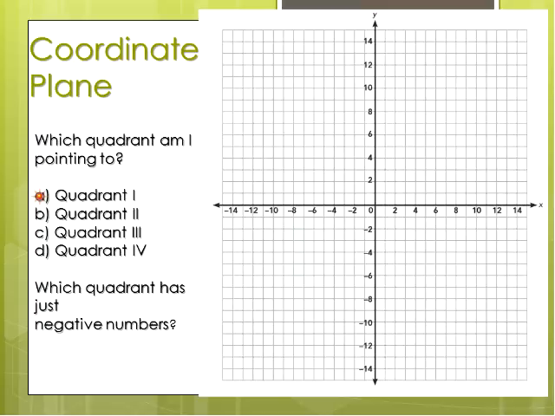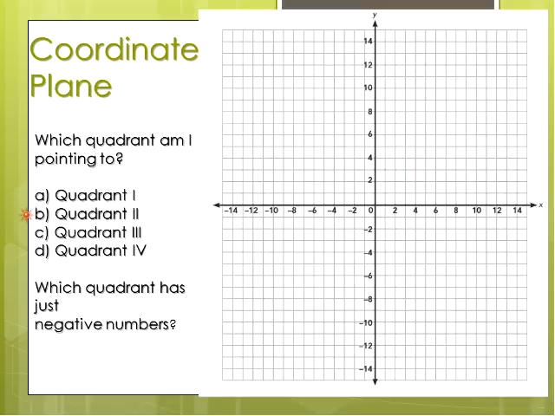The coordinates in quadrant 1 would be all positive numbers and would be on the top right of the coordinate plane. Excellent. Yes, you're absolutely right. That's a great description. They would all be positive numbers, right? The x and the y coordinate would both be positive numbers.